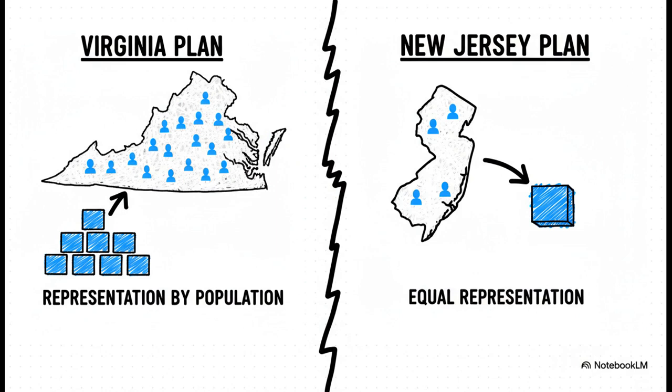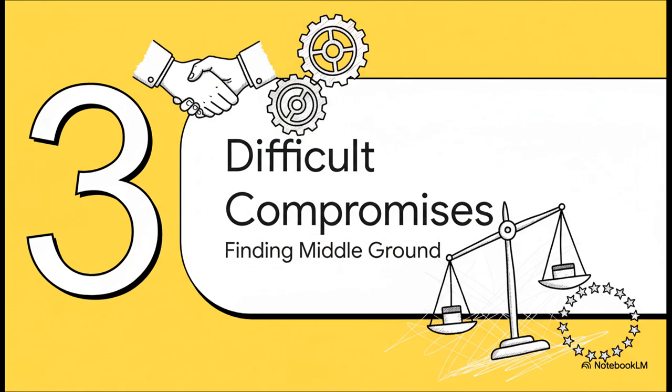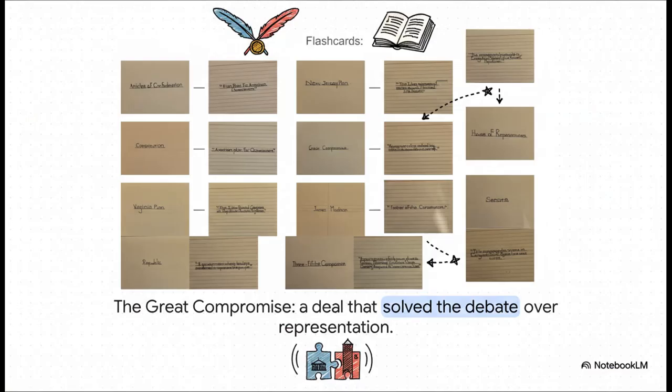They were at a complete standstill. And I'm not kidding, the whole convention almost fell apart right then and there. The only way they could move forward was to compromise. They had to find some middle ground that both sides could live with, even if nobody was going to get exactly what they wanted. And that brings us to what's famously known as the Great Compromise.